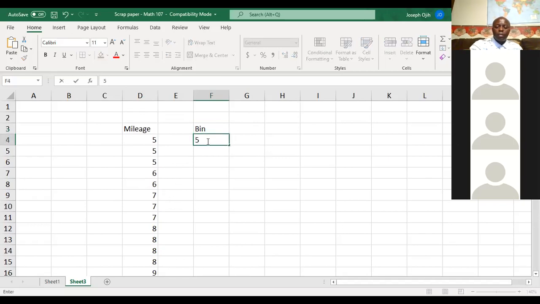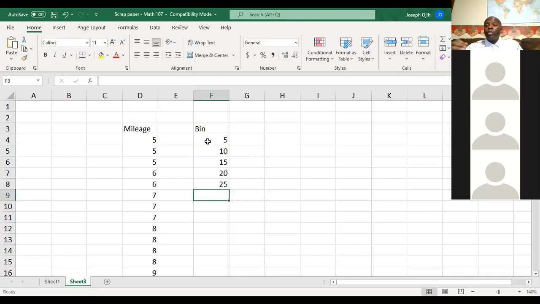5, and that's a class width of 5: 5, 10, 15, 20, 25. Now, if you want, you can use an interval of 10: 5, 15, 25, 35. If you want that, the width becomes 10, 10, 10.